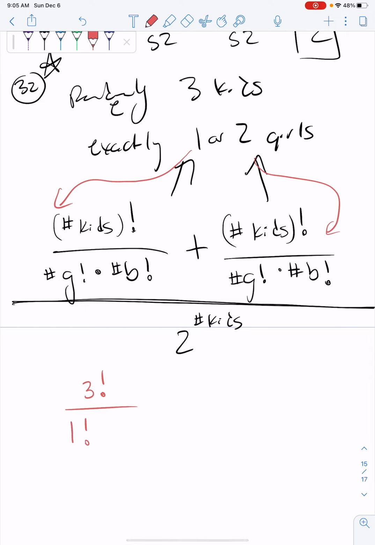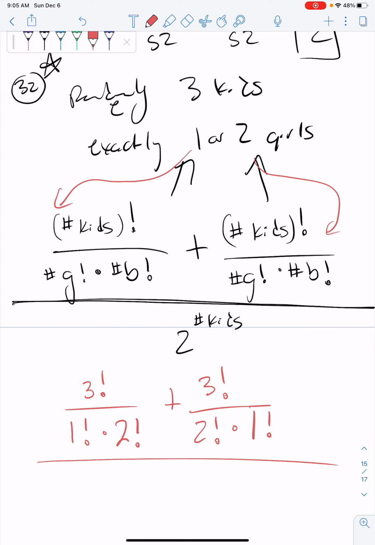So 1 factorial multiplied by, well, if I have 1 girl, that means I have 2 boys. So 1 factorial multiplied by 2 factorial, plus I still have 3 kids, but this time, what if I have 2 girls? So 2 factorial multiplied by 1 factorial, all divided by 2 raised to the number of kids, so 2 to the 3rd power. Now, this is why it works really easy if you lucked out and you got the question that only had 3 kids.